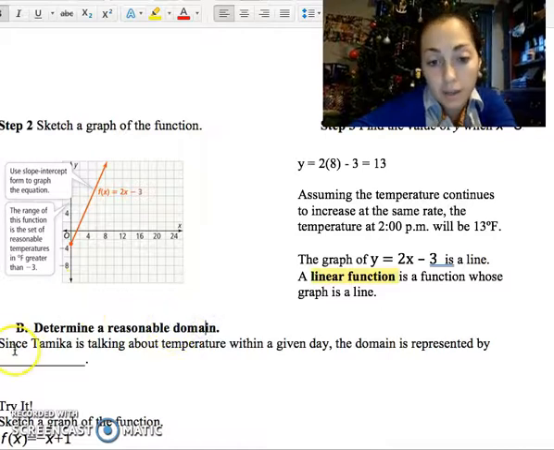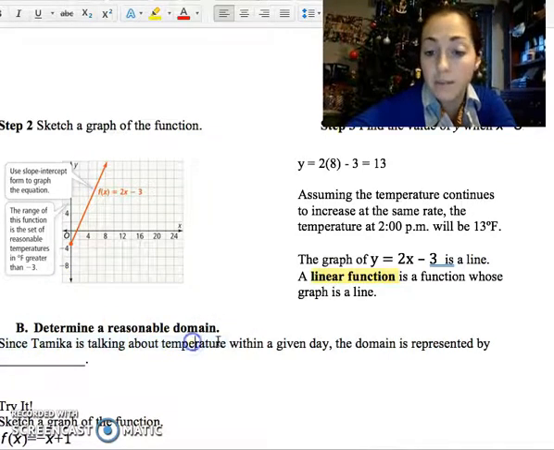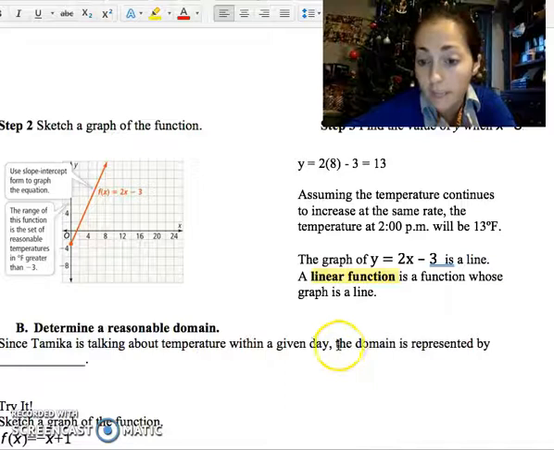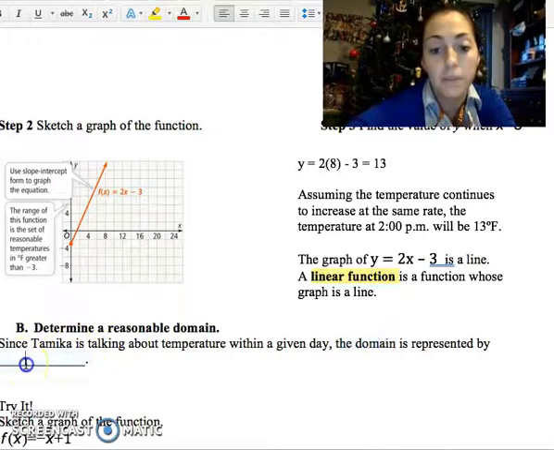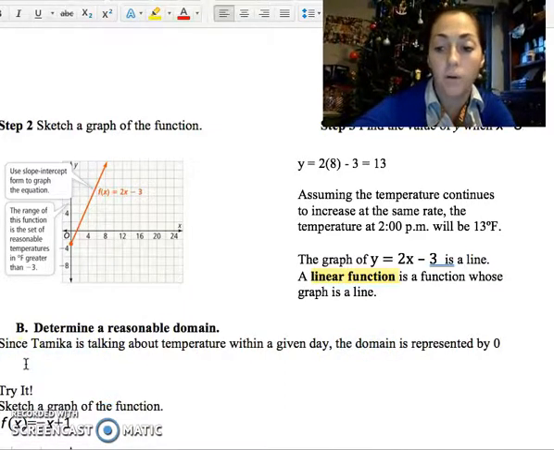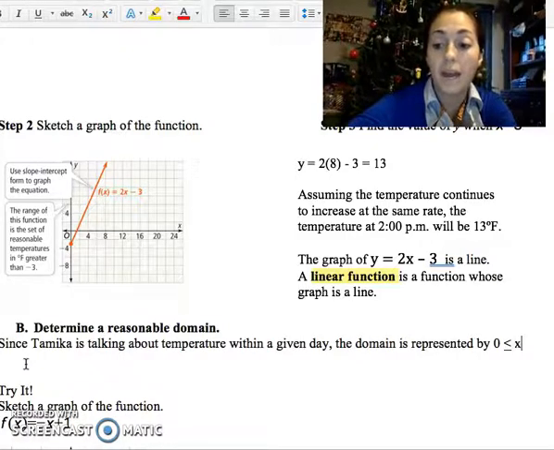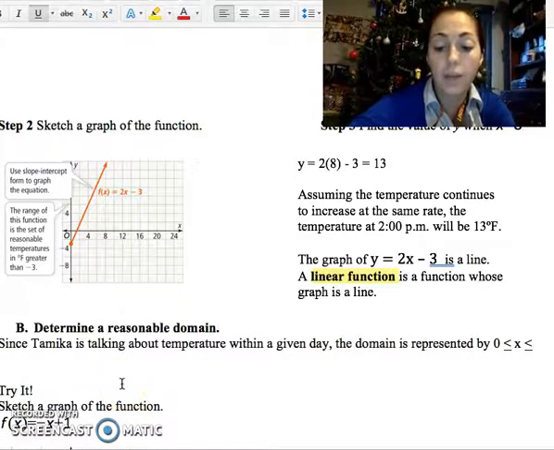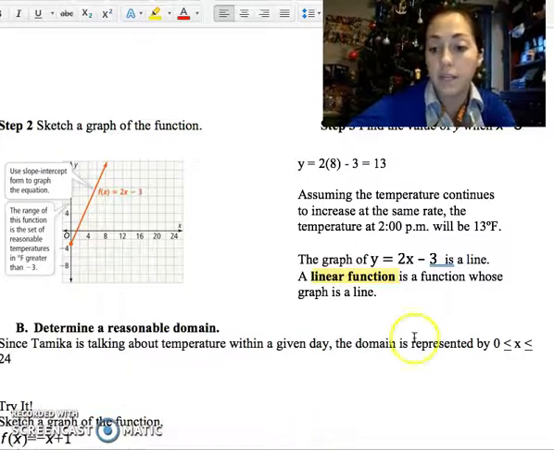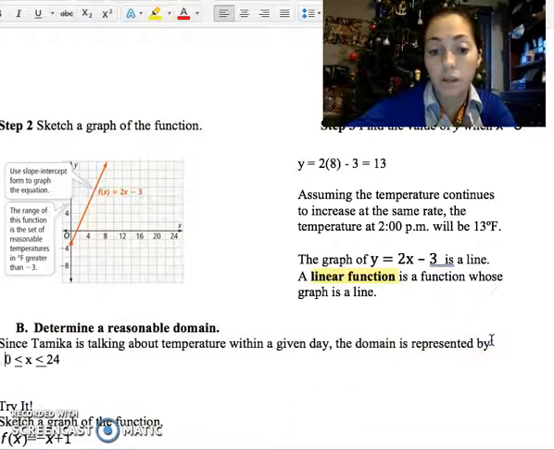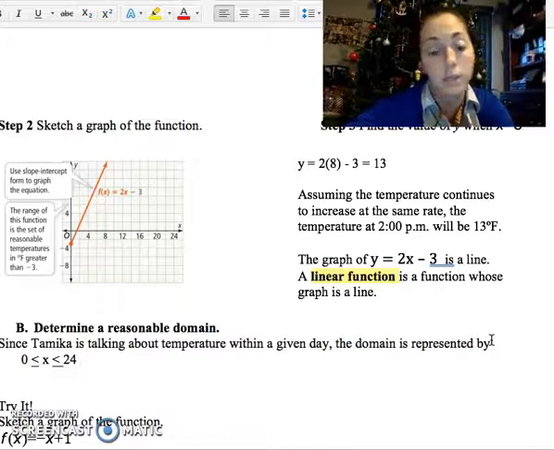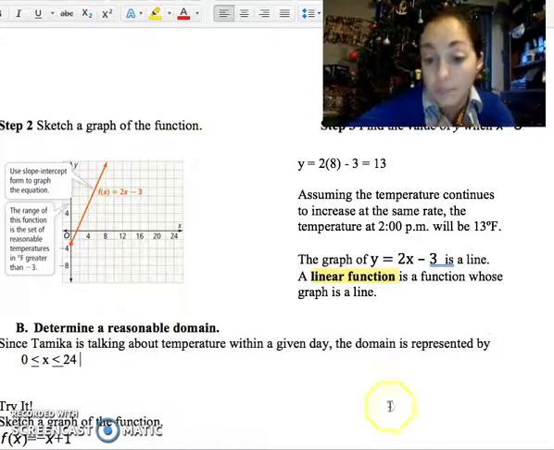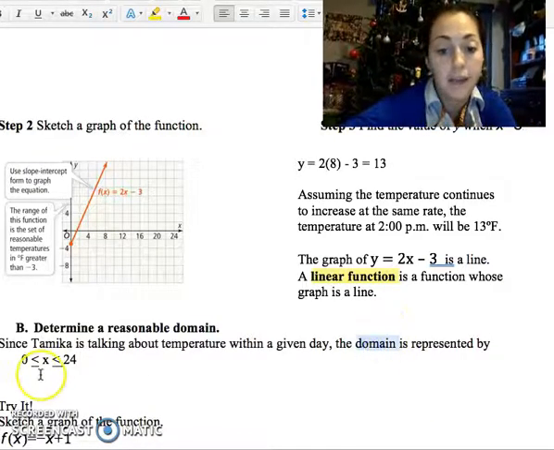We've already kind of talked about it. So since Tamika is talking about temperature within a given day, one day, the domain should be represented by 0 being the smallest value and 24 being the greatest value. So the way to write that is something like this, where it shows the starting to the ending for x, because domain is x.